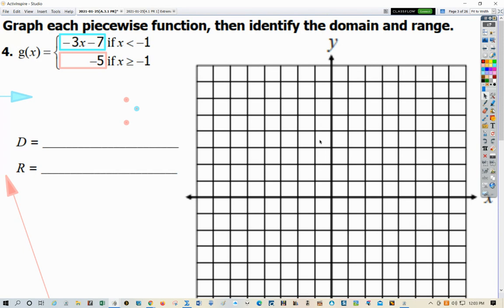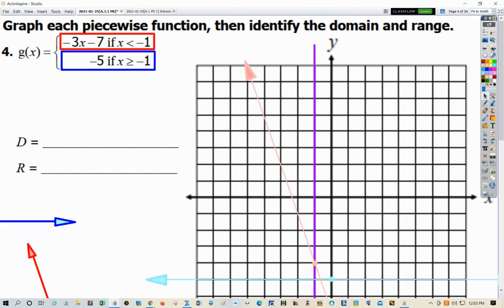Okay, so the next issue then is we want to graph these piecewise functions. So we're going to look at a new example here. This is g of x. It's got a top piece and a bottom piece, right? The top one, we're going to call that the blue piece, and the bottom one, we're going to call the red piece. Okay?